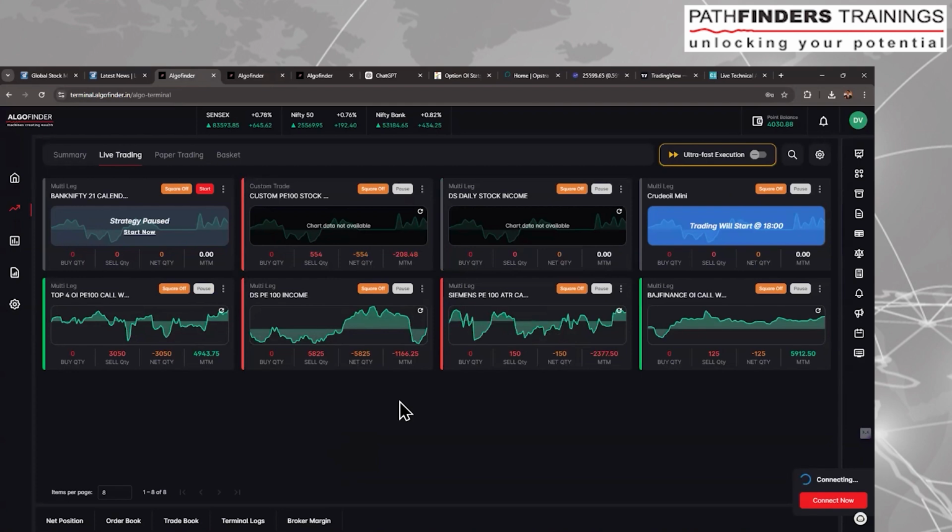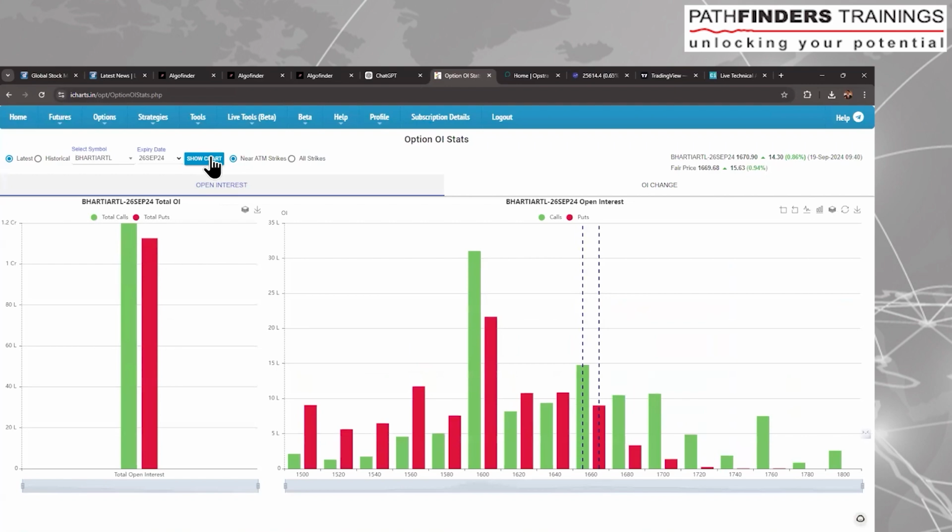Siemens is a little on the negative. Bajaj Finance, whatever loss I incurred, has totally been recovered now. And this custom PE will most probably give me money. It's bullish. When it is bullish, there is a chance of a breakout. Bharti Airtel, we only need one.